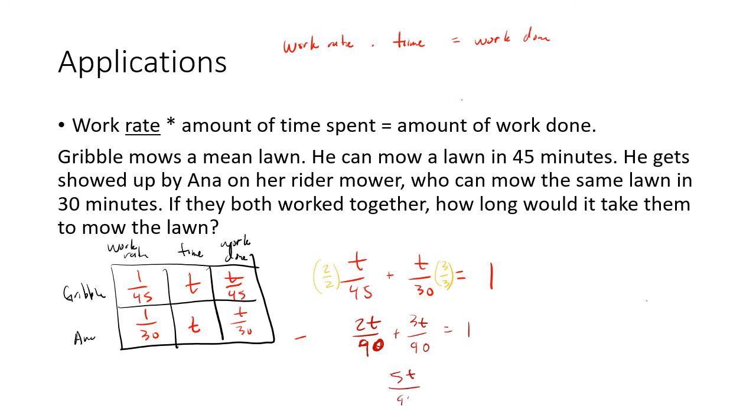5t divided by 90 is equal to 1. t divided by 18 is equal to 1. Multiply both sides by 18. t is equal to 18. So it takes 18 minutes working together.